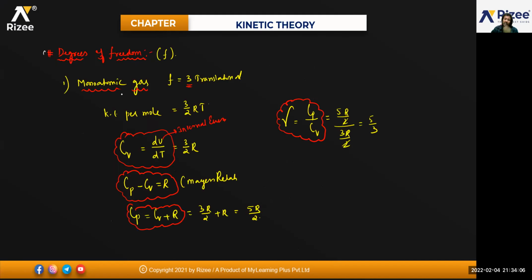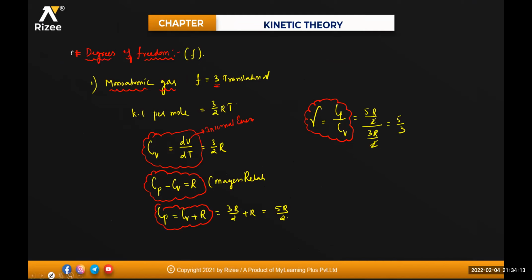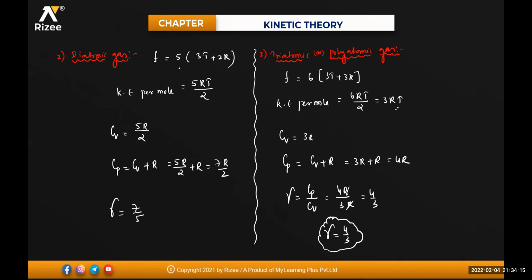It's more than enough. Degrees of freedom, if I'm taking for monoatomic gas, the number of degrees of freedom is equal to 3. For diatomic gas, it is 5. And for triatomic gas, it is 6. Clear for everyone? Sure. In general, if I am writing, beta, the gamma value in general is equal to 1 plus 2 by F.